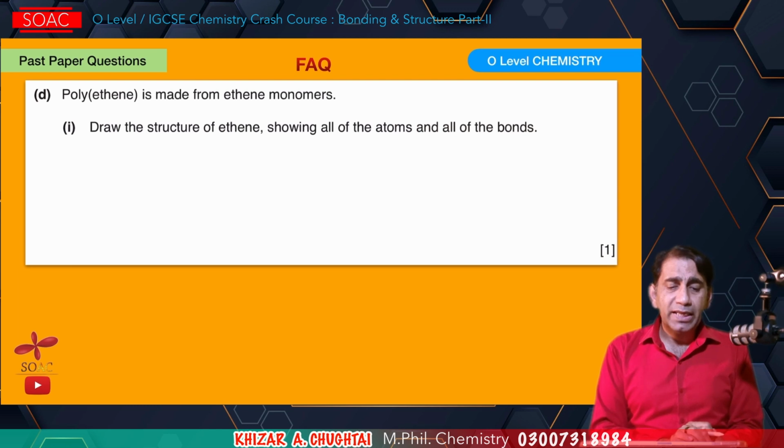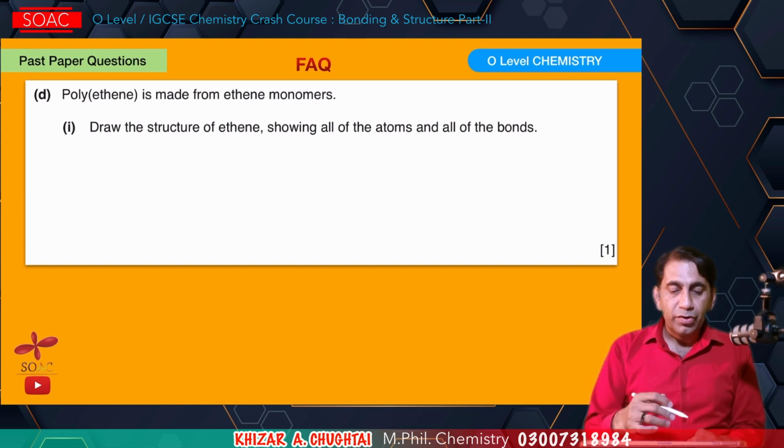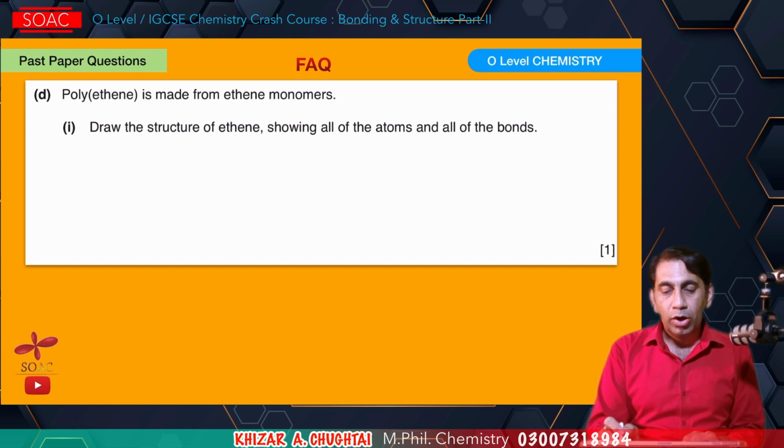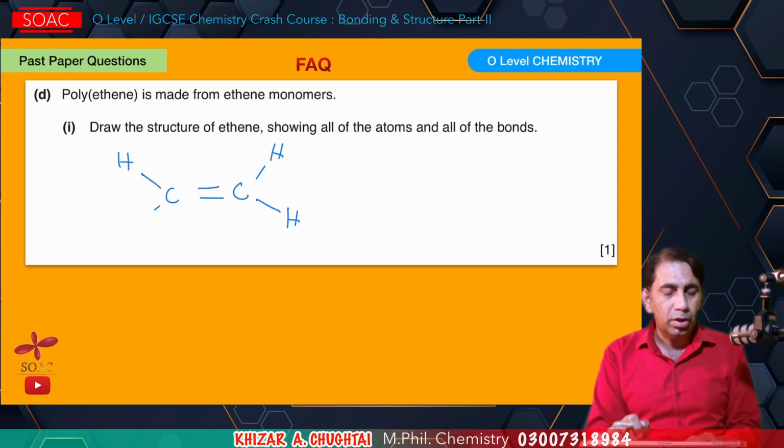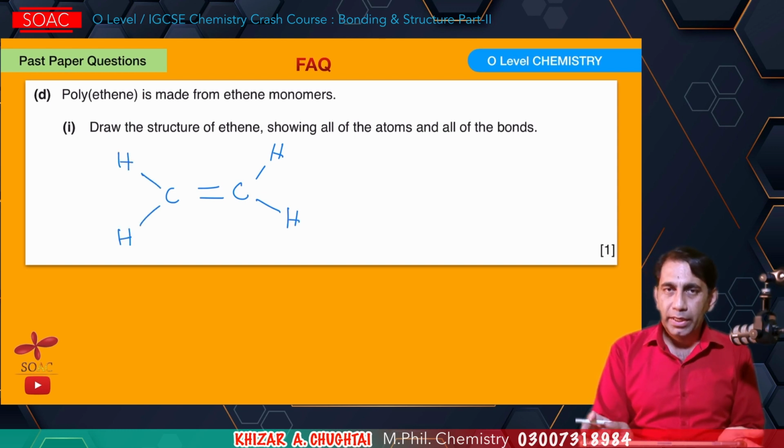Next one: polyethylene is made from ethene monomers. Again, it's an organic compound. Draw the structure of ethene showing all atoms and all the bonds. It is very simple: 2 carbons, 4 hydrogens, and a carbon-carbon double bond. It is said to be a displayed formula, or a Lewis structure, and so on.